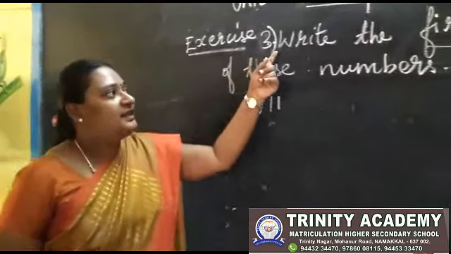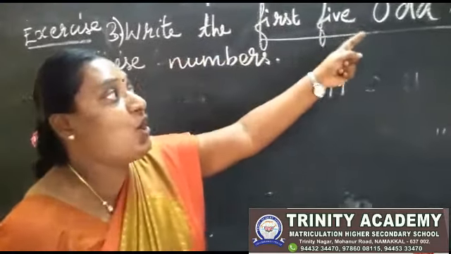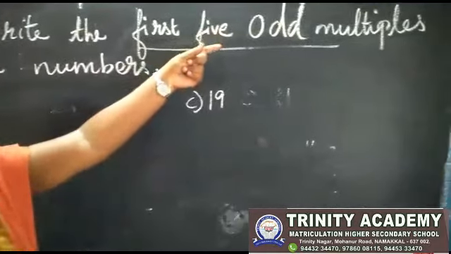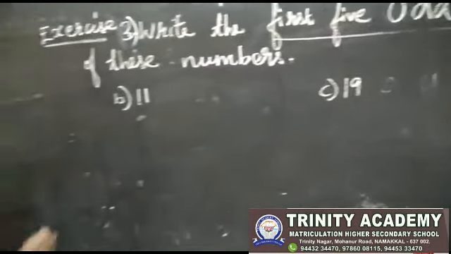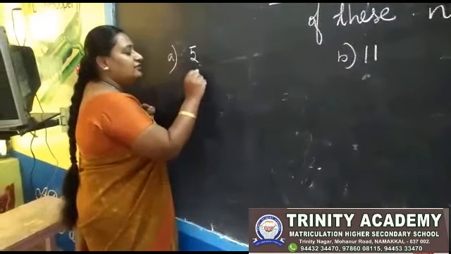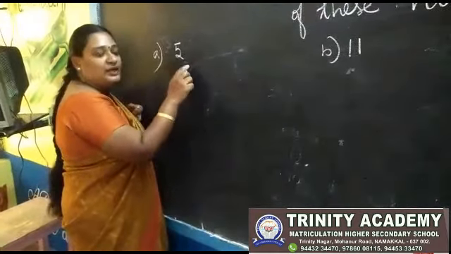Next, we see the third sum. Find the first 5 odd multiples of the given number. We have to find the first 5 odd multiples. See here, first question, 5. Solution: we have to find the first 5 odd multiples.